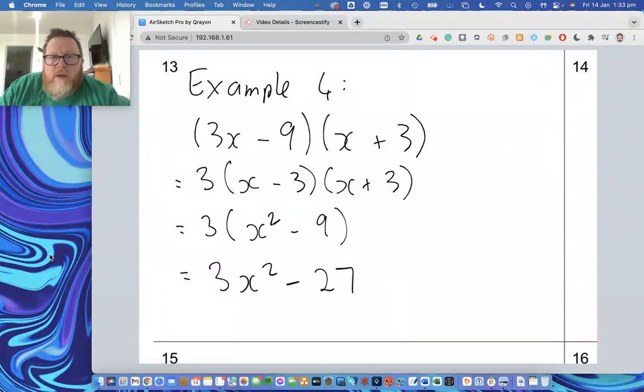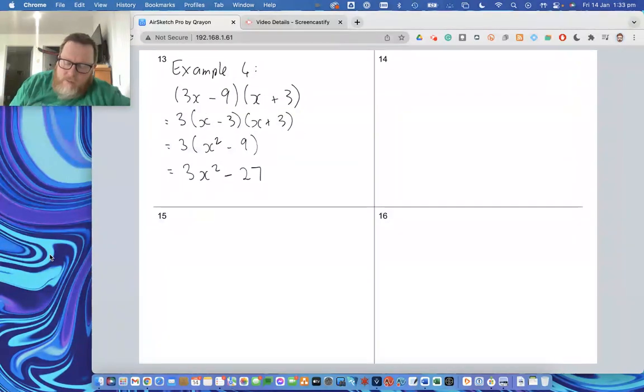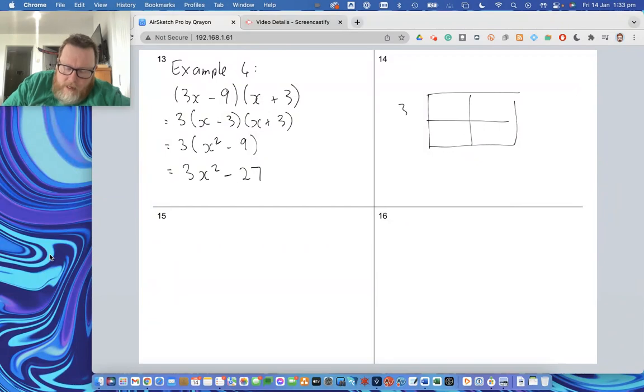You can stop the video now and do some problems by yourself if you like. But just as an additional bonus extra just for you, let's have a look at what it would look like from the box method perspective for this problem. I'll keep it zoomed out so you can see it. So we would have, it's not too bad, but I'm saying that it's not as easy as it could be. 3x minus 9 and x plus 3 here.